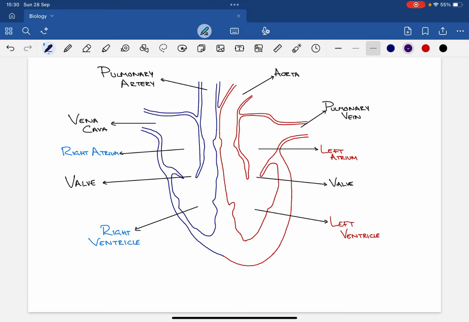Today we'll be looking at the heart. First we'll be looking at the structure of the heart, and then we'll be looking further into how blood is pumped throughout the heart and out to the rest of the body.